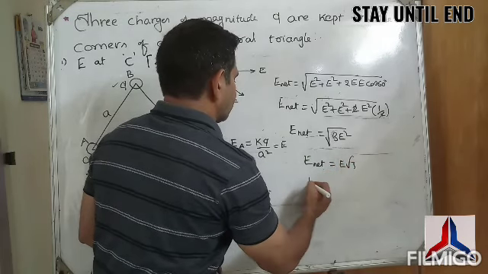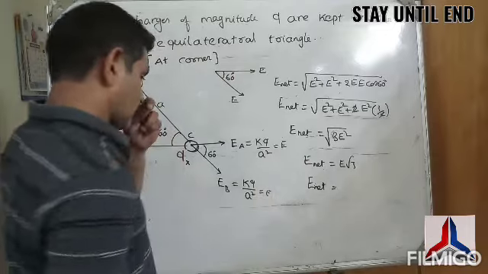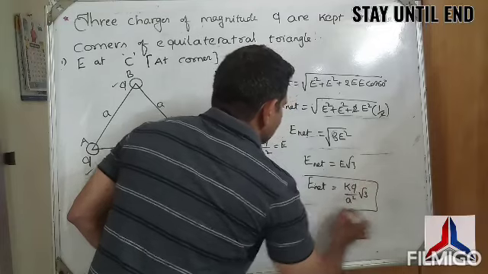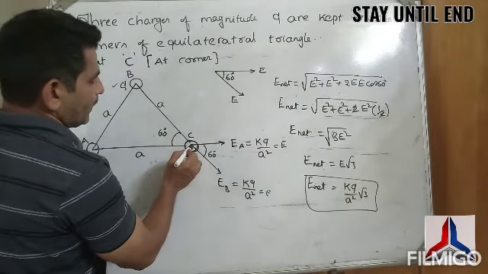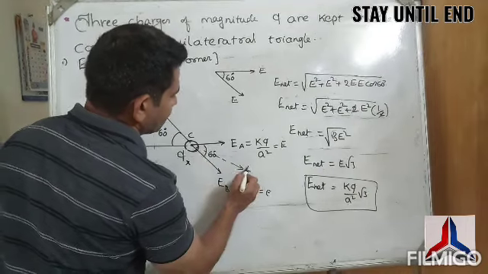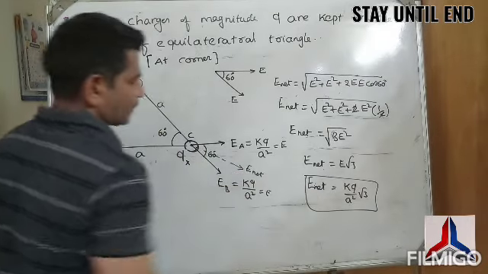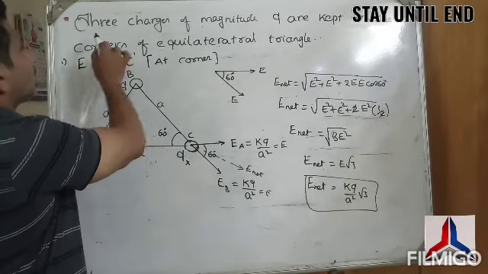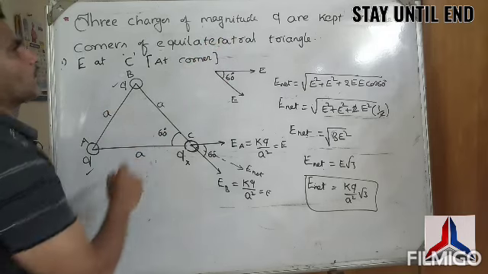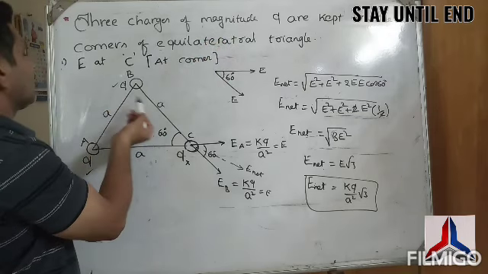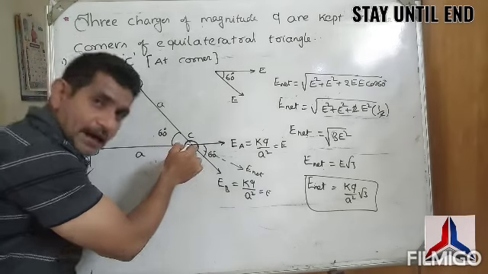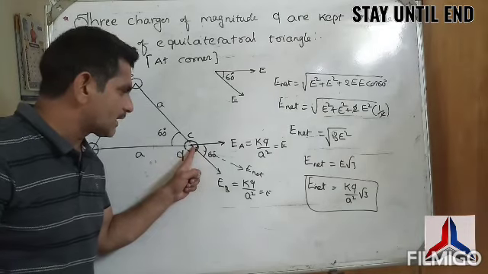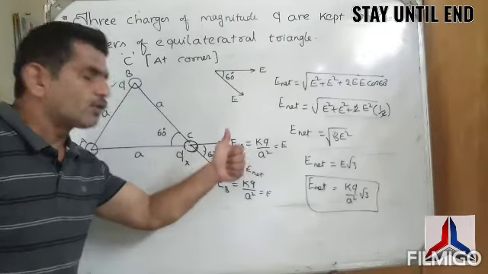That E is what? What you assumed E? kq by a square. So kq by a square into root 3 is the resultant electric field intensity at this point. In what direction? In this direction. E net is equals to kq by a square into root 3. Could you understand? Even if the question is three charges of magnitude q are kept on the corners of an equilateral triangle, and you are finding the electric field intensity at this point, then you can find it by this procedure. What is the value of electric field intensity at this point? kq by a square root 3.